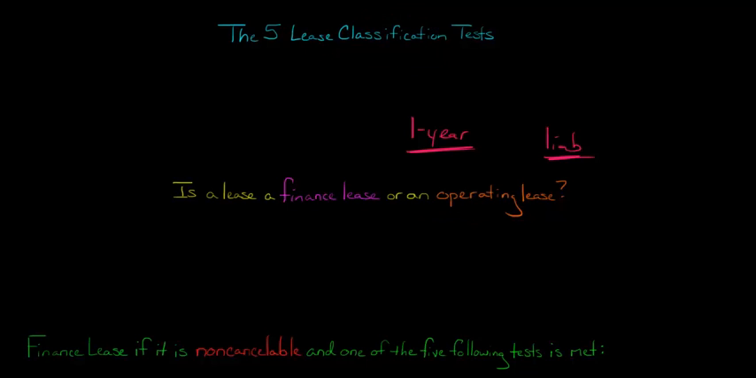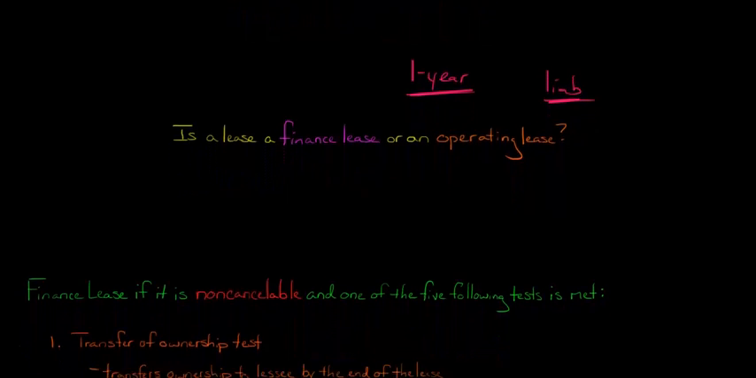Now, conceptually, the idea is whether ownership has been transferred from the lessor to the lessee. Has ownership or control been transferred? But that's theoretical. So we've actually got 5 tests that are used to determine whether it's a finance lease or an operating lease. Think about it like this: if the lease is non-cancelable and just one of the following 5 tests is met, then it's going to be classified as a finance lease. So let me discuss the 5 tests to give you an idea how they work.